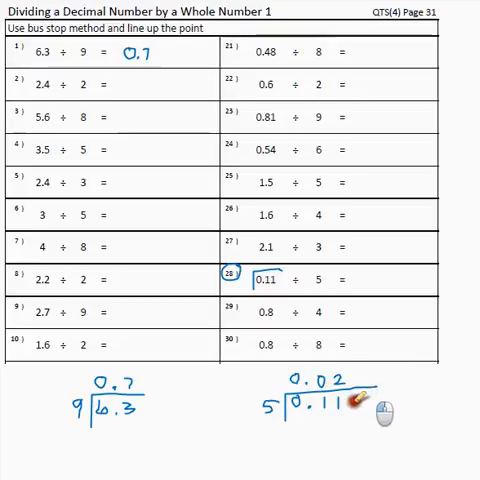So you can use a placeholder of a 0 there. Any number can have a 0 after it. And we say 5 goes in 11 twice. 2 times 5 is 10, so there's 1 remainder. 5 goes in 10 twice, isn't it? So that is 0.022.